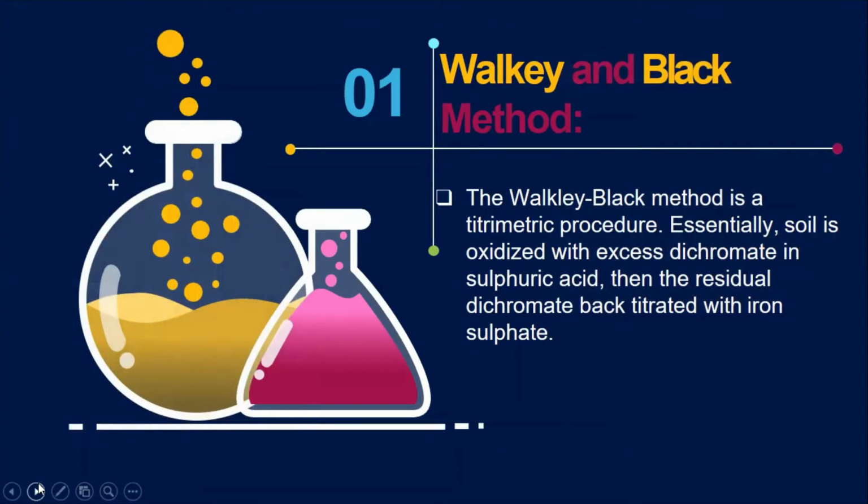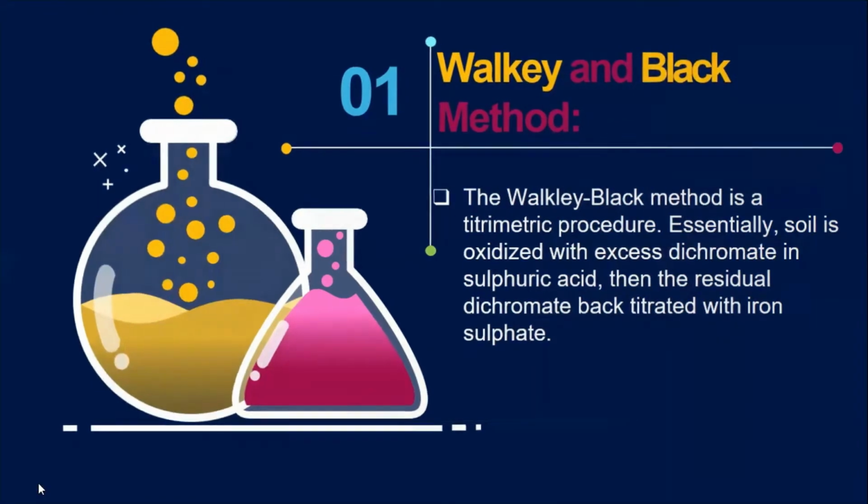The Walkley-Black method is a titrimetric procedure. In this, soil is first oxidized with an excess of dichromate, which is the oxidizing agent. Along with that, sulfuric acid is also added. The residual dichromate that is left behind is titrated back with iron sulfate, and in this way we can calculate the concentration of the organic compound in the soil.